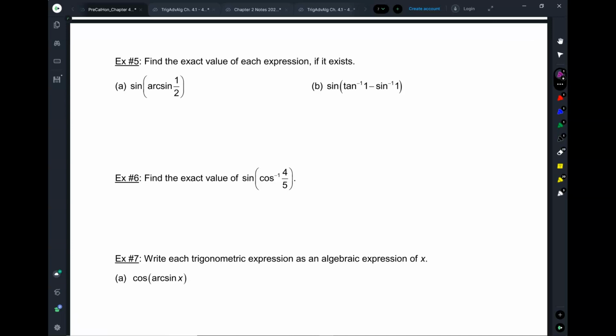Let's move on. Sine of arcsine of a half. So we start from the inside, right? What's arcsine of a half?